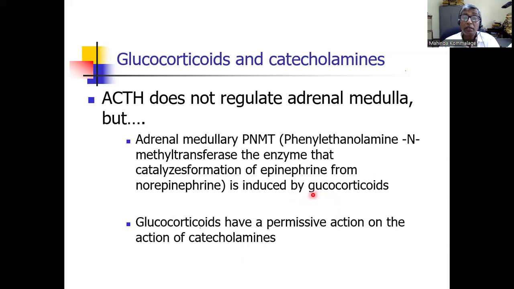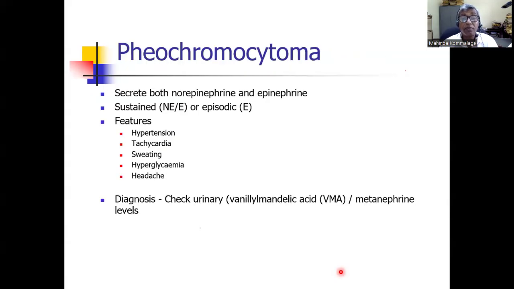You can read about it in Guyton. You can understand that ACTH is not that important for adrenal medullary secretion. It's mainly the sympathetic system that directly controls adrenal medullary secretion.